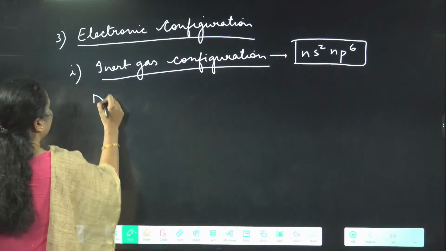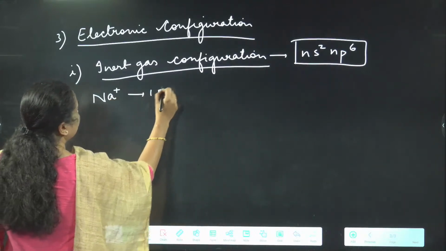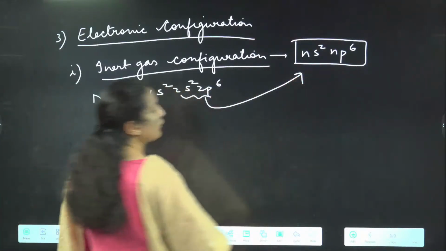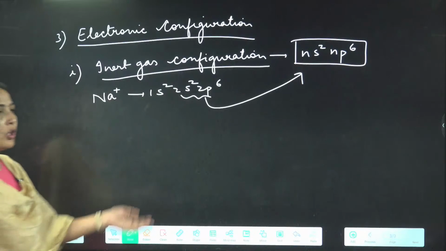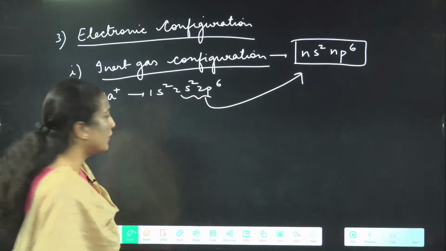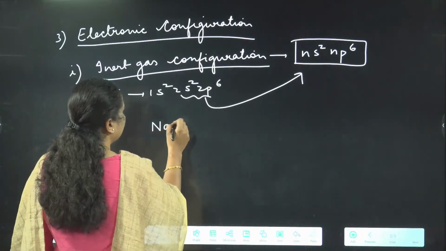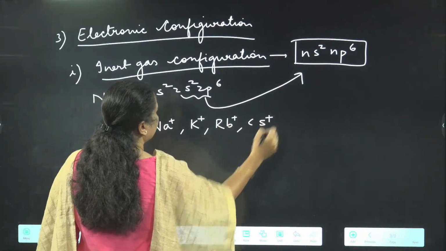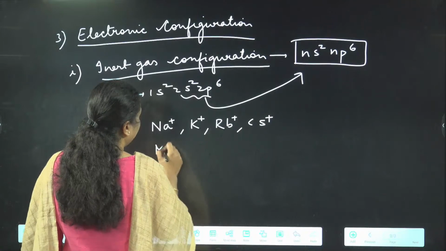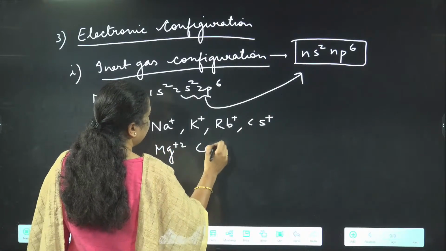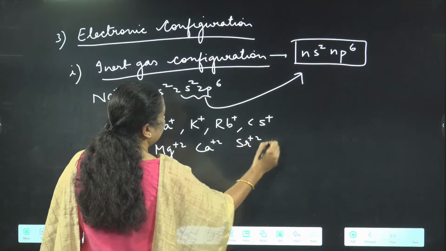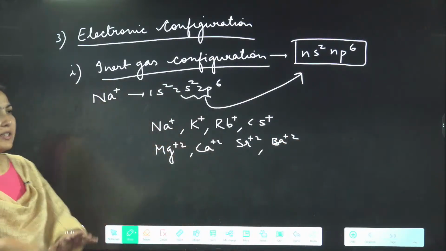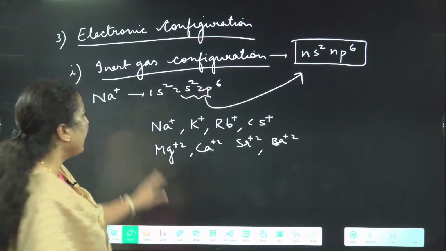Now if at all I write about Na plus, so we'll be writing like this only, 1s2 2s2 2p6. So it is having configuration like this. Now what all ions could have inert gas configuration? You can have Na plus, K plus, Rb plus, Cs plus. You can also have basically Mg plus 2, Ca plus 2, strontium plus 2 and barium plus 2. Right? So at present you just understand, okay, these are having the inert gas configuration.